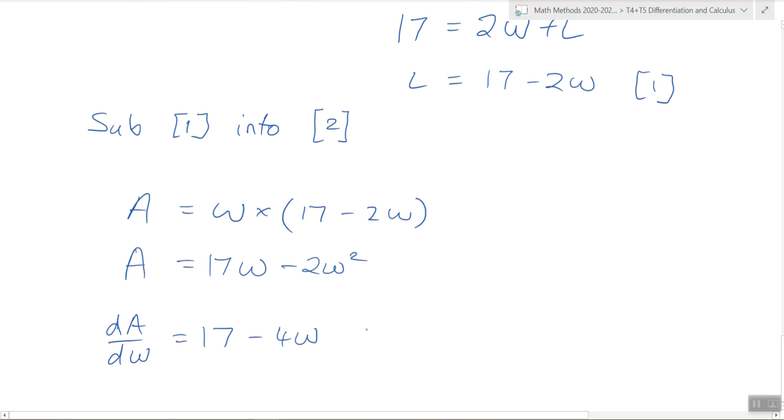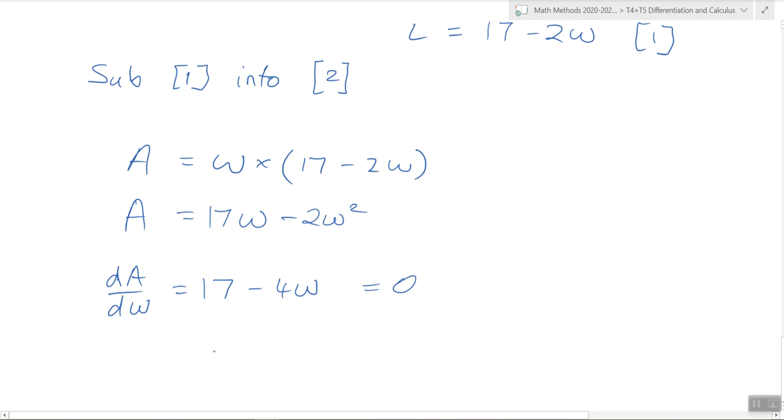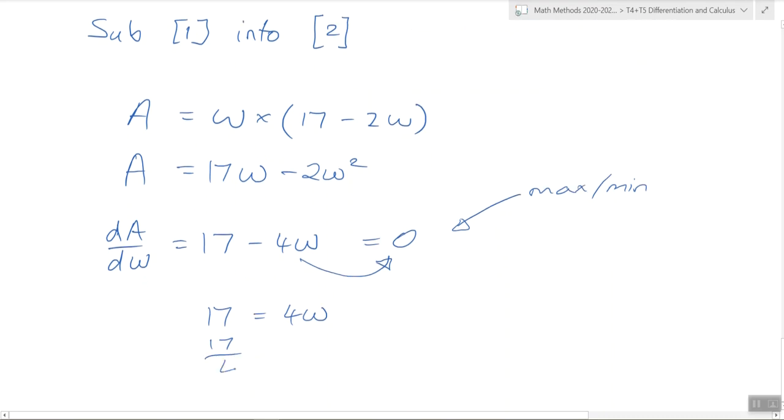And we want this equal to what? 0, because we want the stationary point, or the max or min. Okay, and now we rearrange. So this is the max or min. So we've got 17 equals 4W, so I brought this over to the other side. 17 over 4 is the width. Okay, so that's the width for the max or min for the chicken pen. That's a rectangle.